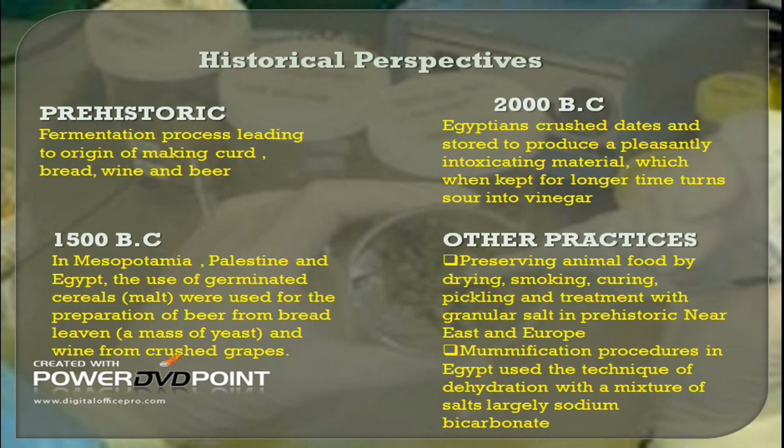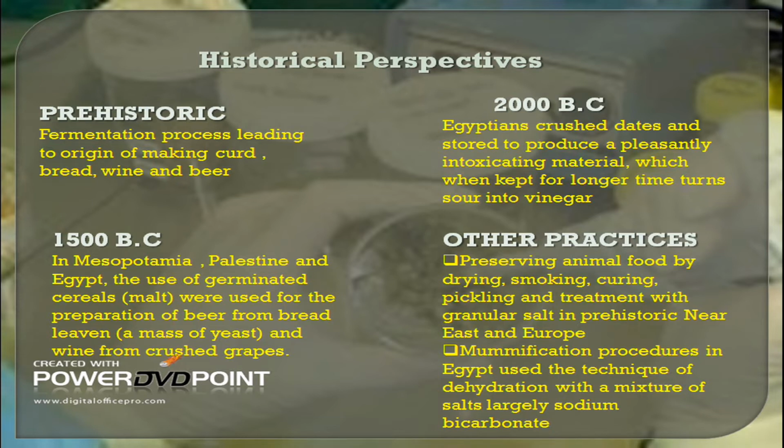Let's have a look at the history of biotechnology. If we see in the prehistoric era, we find that the fermentation process was used for making curd, bread, wine and beer. If we see around 2000 BC, the Egyptians were practicing production of vinegar from crushed dates.